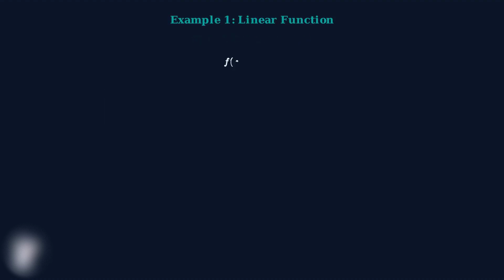Our first example is a simple linear function, f of x equals 5x minus 7. This is perfect for learning the method because linear functions always have inverses. Step 1, replace f of x with y. This gives us y equals 5x minus 7. We do this to simplify our notation and make the algebra cleaner.